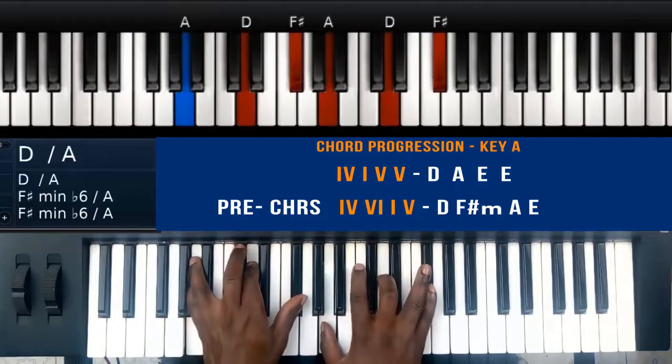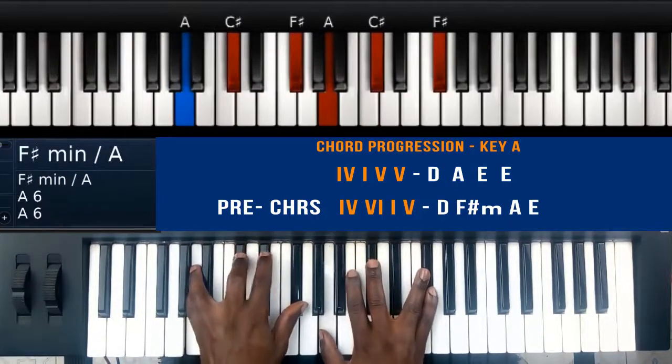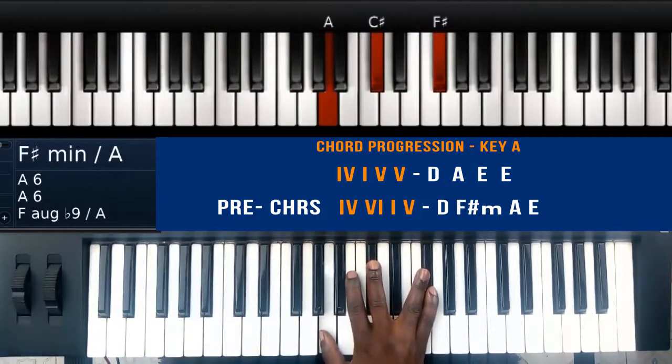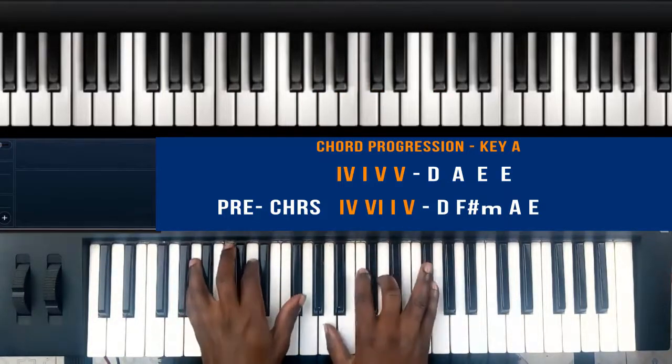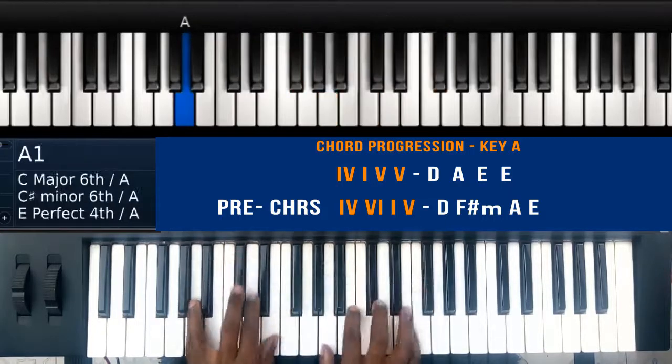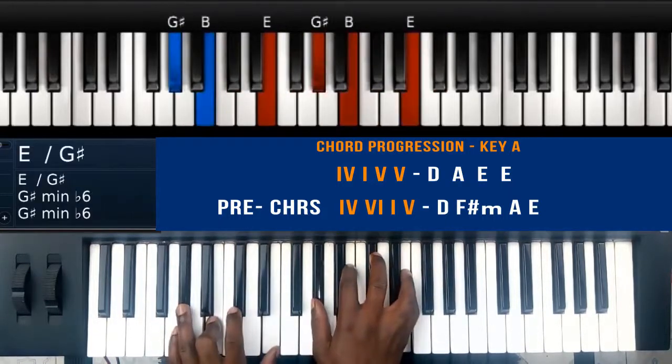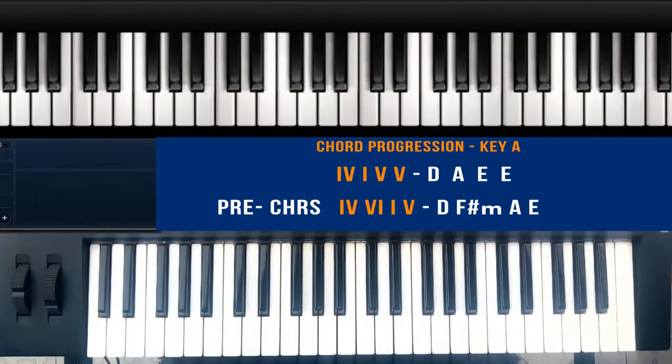Remember that the F sharp just comes in at the pre-chorus. Once the pre-chorus is done, the chorus is the 4, 1, 5, 5. So guys, that's it for this tutorial.